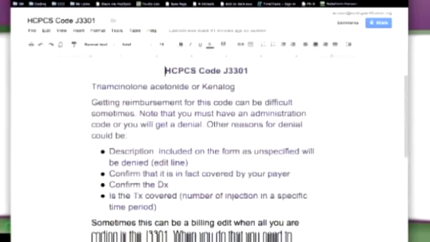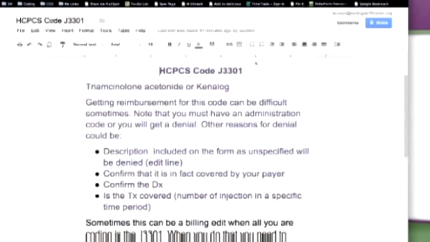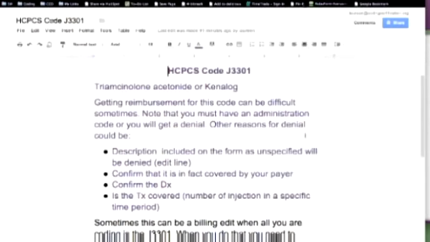One of the things you need to note, though, is that this is an injection, you cannot get paid unless you also use the administration code. Now, not knowing which administration code you're going to use, you might use 96372. I had a student that actually uses this code, and she said a few times they've tried to submit it and they left off the administration code. They always use 96372. She's got it memorized now because they use it so often. But make sure that you include that.